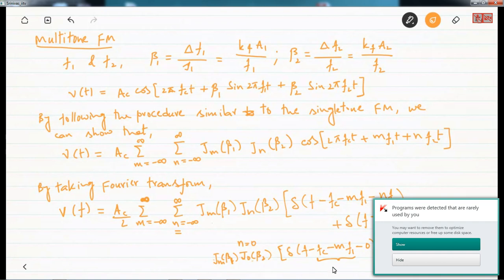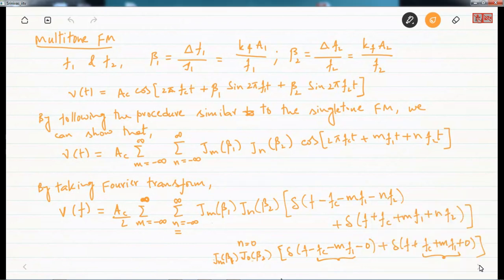We have side frequencies corresponding to Fc plus or minus mf1, where m varies from 1 to infinity. Because I have put here plus or minus, that means m varies from 1 to infinity. If I put it like this, Fc minus mf1 and Fc plus mf1, then m varies from minus infinity to plus infinity. That's what we have written.